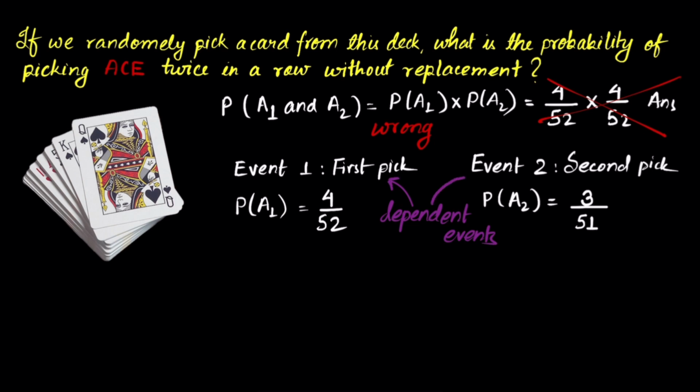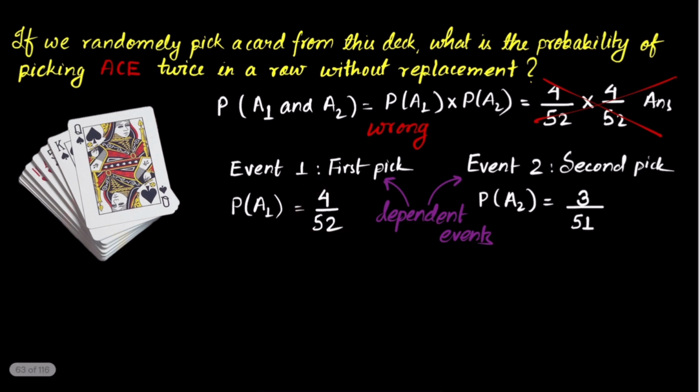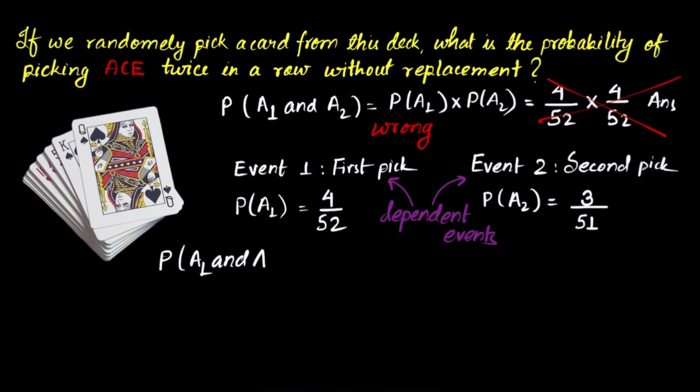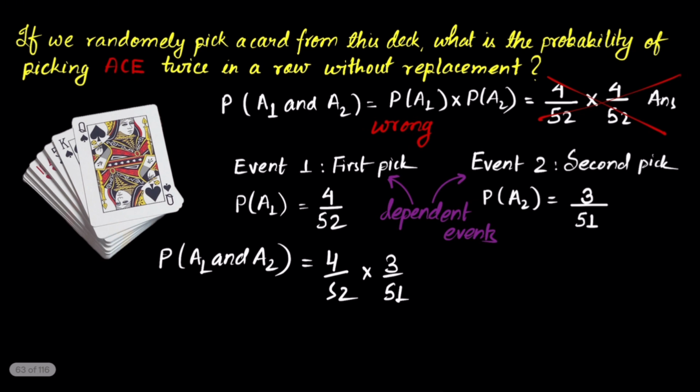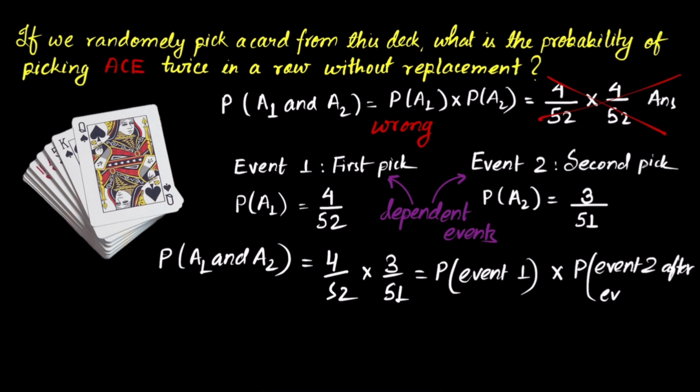Dependent events are the events that are affected by the outcome of one another. Dependent events are such events where the outcome or the occurrence of one event affects the occurrence of another event. Like in this scenario as well, the occurrence of an ace card in the first pick affected the occurrence of an ace card in the second pick. The probability of the second pick was changed from the first pick. Now you apply the formula. That is, the probability of getting the first ace card in the first pick and the second ace card in the second pick equals 4 by 52, which is this one right here, times 3 by 51, which is this one right here. And from this, the formula comes out to be the probability of event 1 or first ace card times the probability of event 2 after event 1.